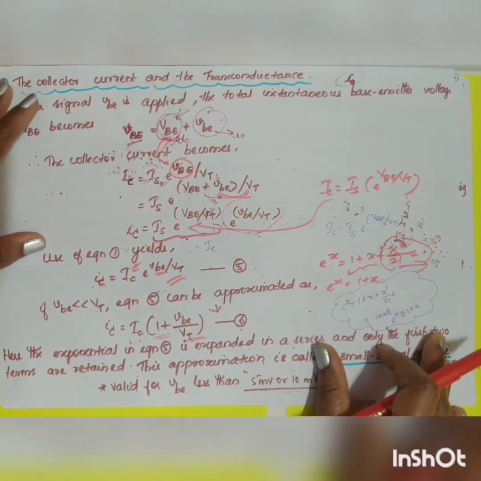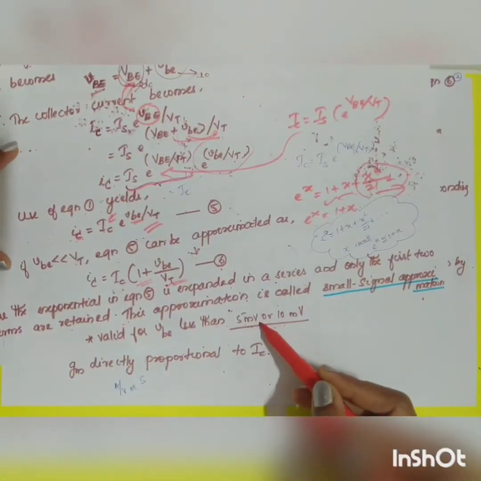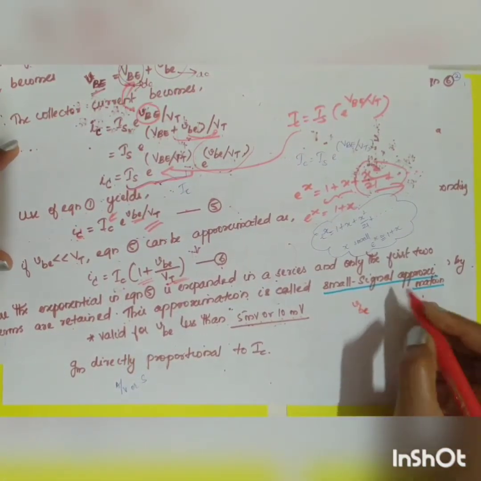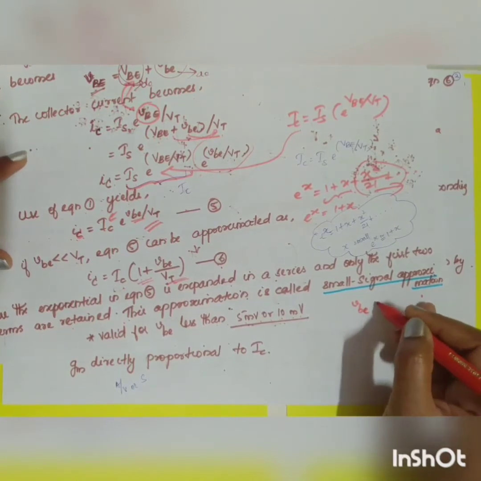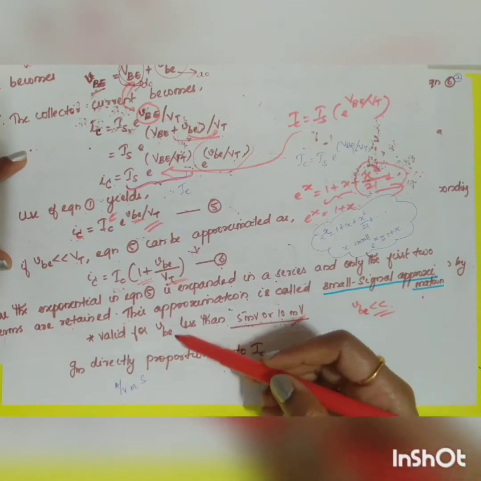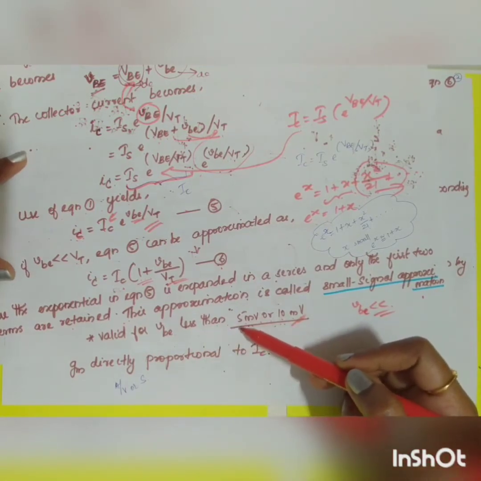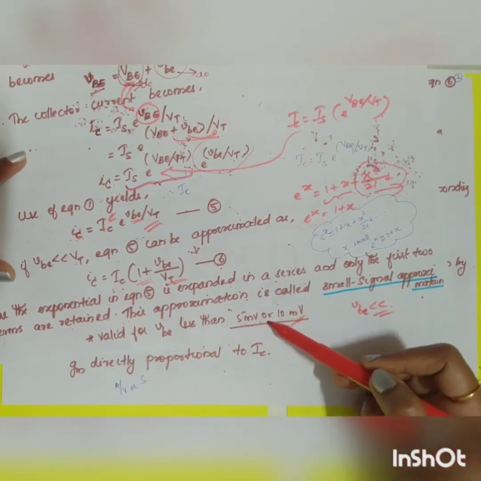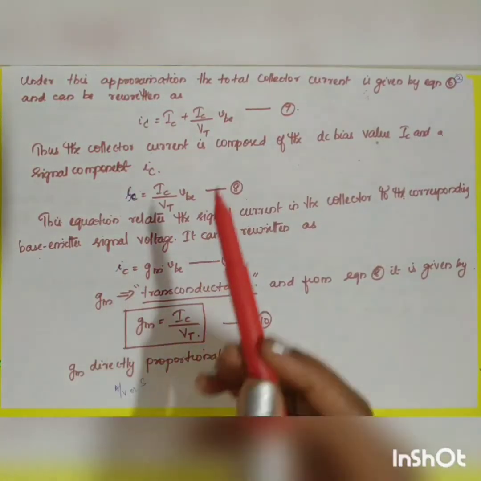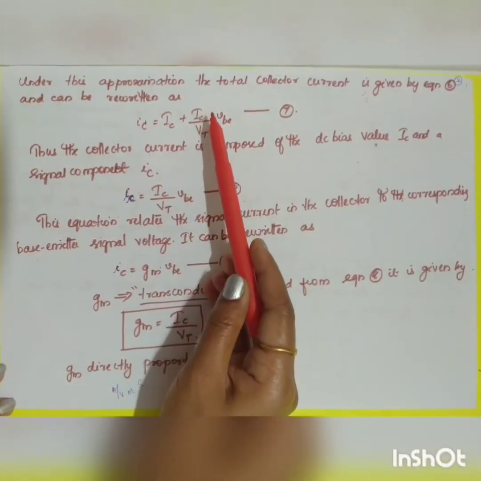So this is always valid for VBE less than 5 millivolt or 10 millivolt. So small signal means the signal will be very small. So what is the approximation taken? If the VBE input sinusoidal signal is less than 5 millivolt or 10 millivolt, then we can call it a small signal analysis. Okay, so under this approximation, now what is your aim?